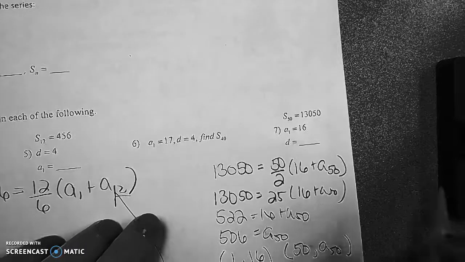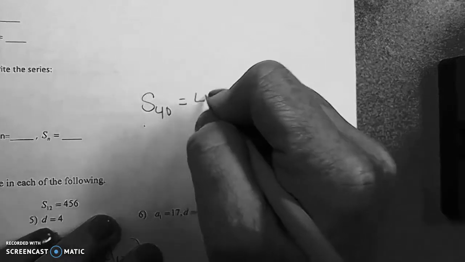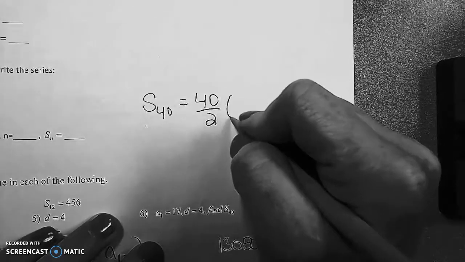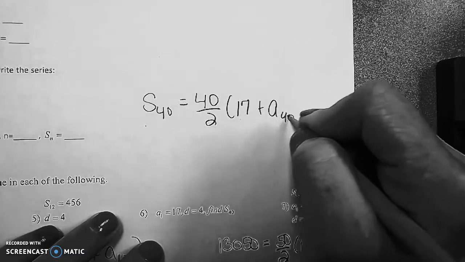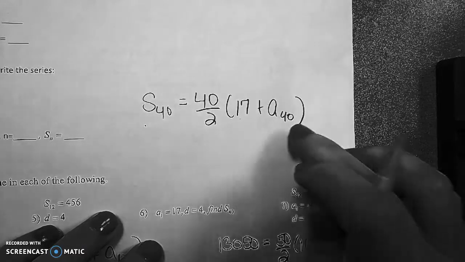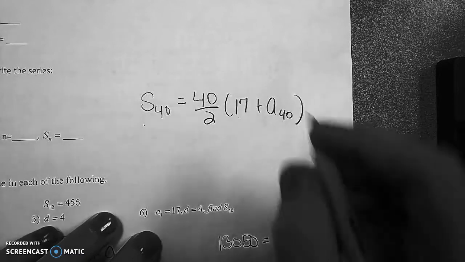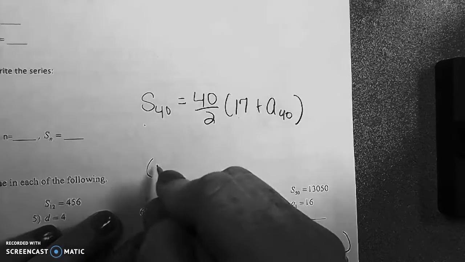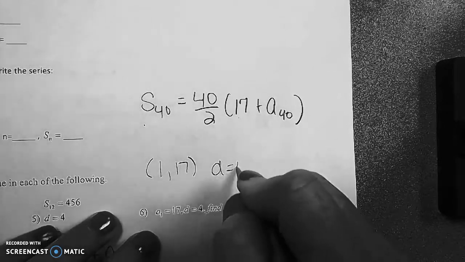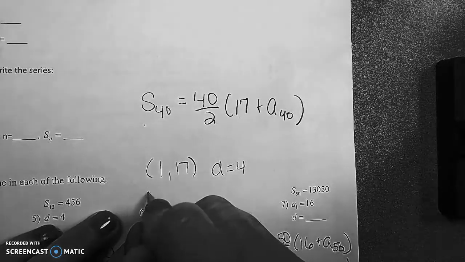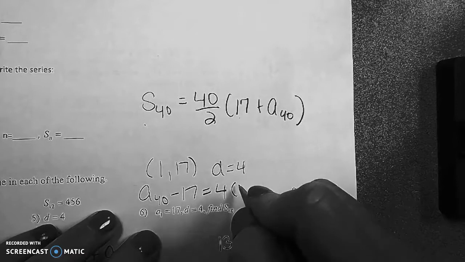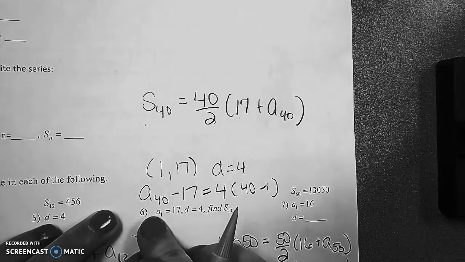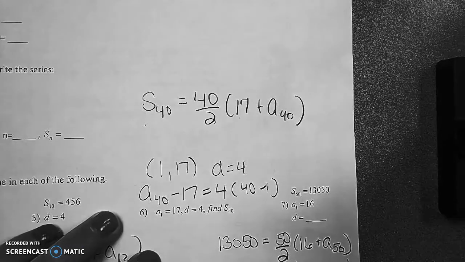As I look at number 6, someone asked about number 6. It says, I'm going to kind of come up here, to find A sub 40. Well, I know N is 40, so the number of pairs would be 40 over 2. I know A1 is 17. What I don't know yet is what A sub 40 is, but do I have enough information to find what A sub 40 is? I do. I know that I have the ordered pair 1, 17, and the common difference is 4. So I can use point slope form to find A sub 40. If I find A sub 40, I can then plug it in and find the sum. So see if you can get it from there.